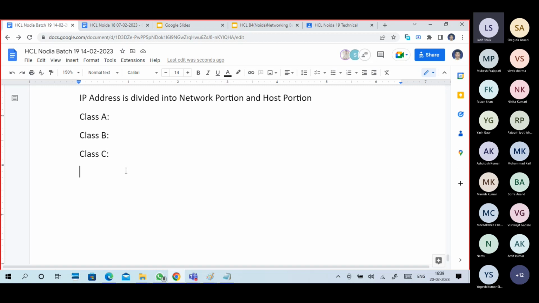To understand this network and host portion part, just for our understanding, I'm giving roll numbers. One part I've given one number. What batch here? 19th batch, right? So I've given a roll number to you, 19.